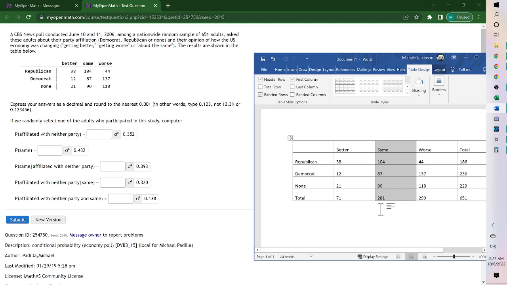So always go with the given part first and narrow it down. And then find the other part when something's given. So 90 divided by 281.